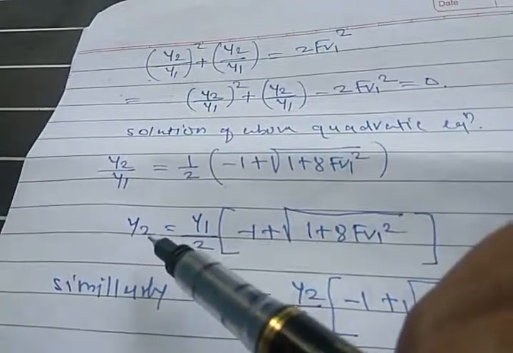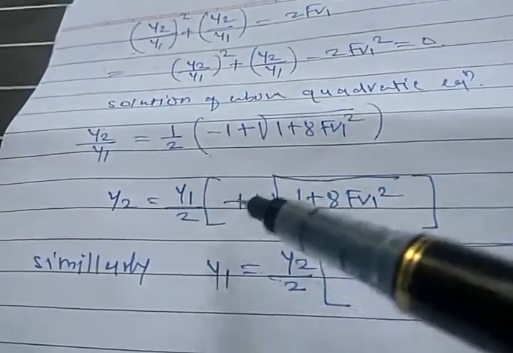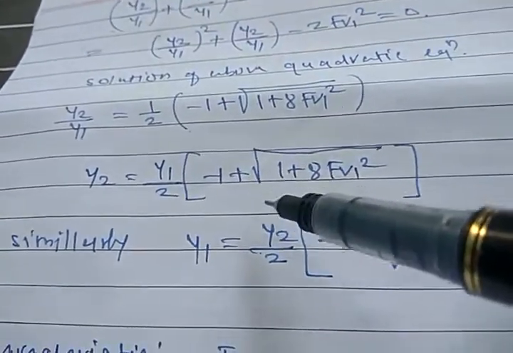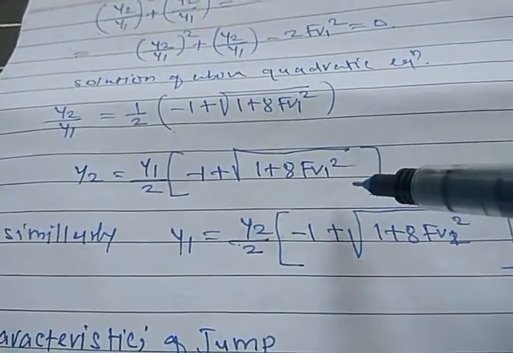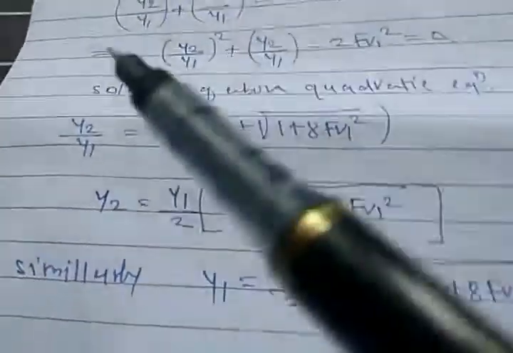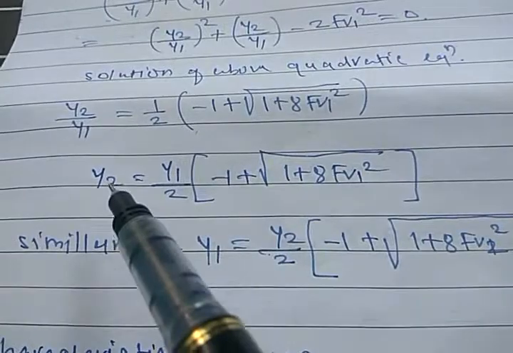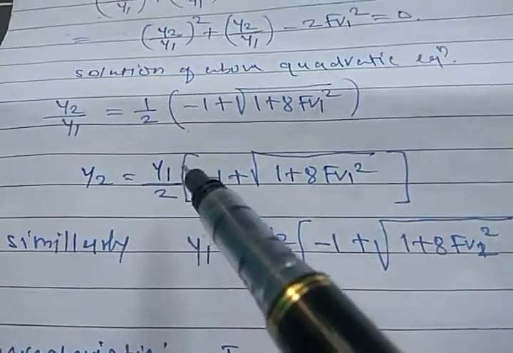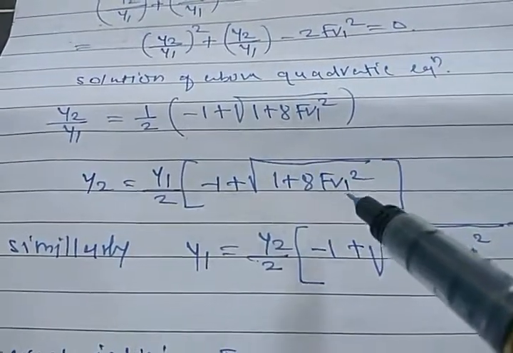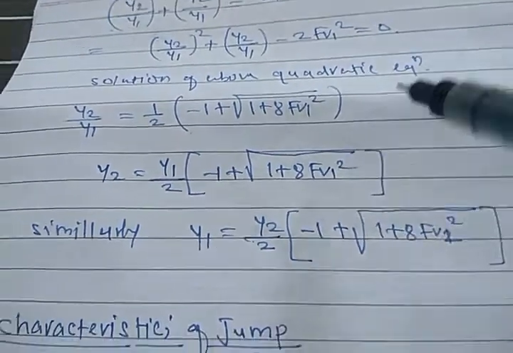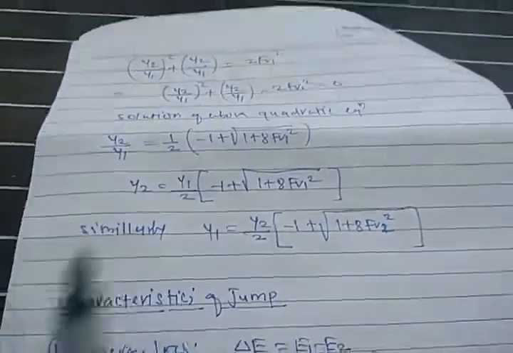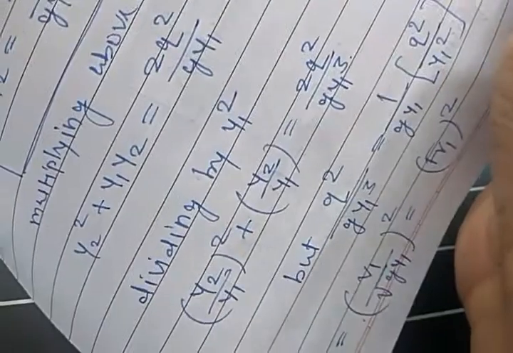So you can write y2 as y1 by 2 into bracket minus 1 plus square root of 1 plus 8 Fr1 square, and you can now find y2 if you know y1 and Fr1.